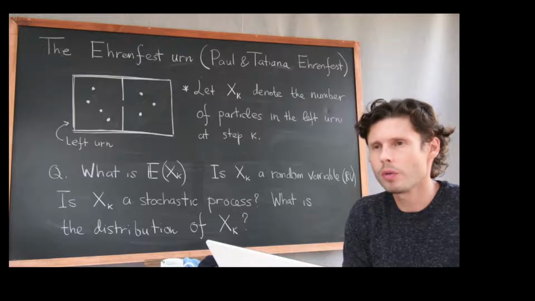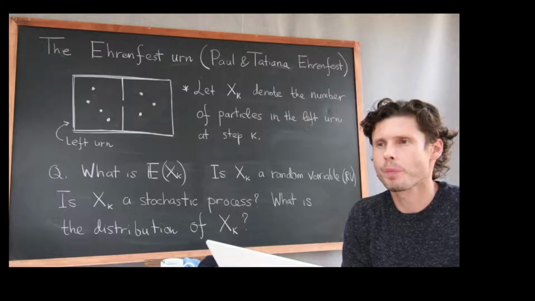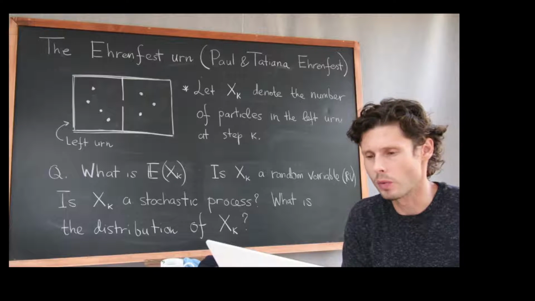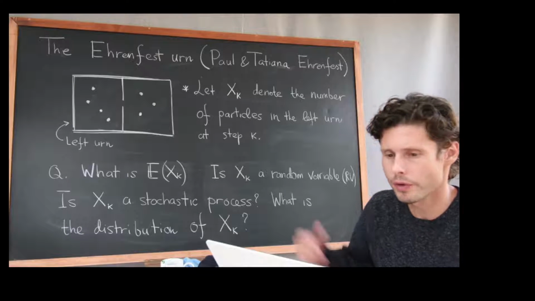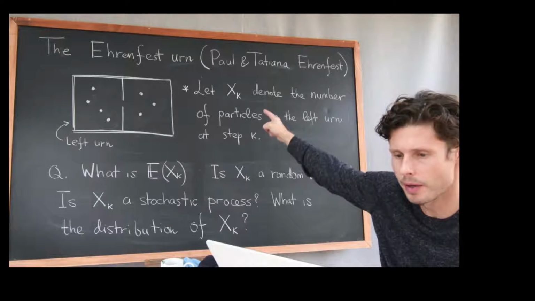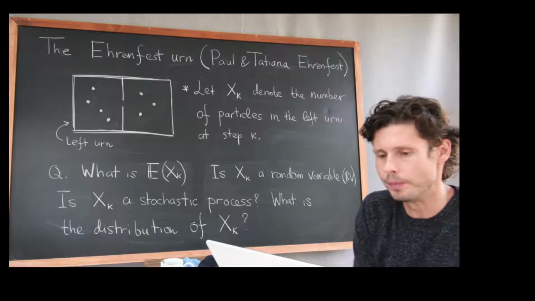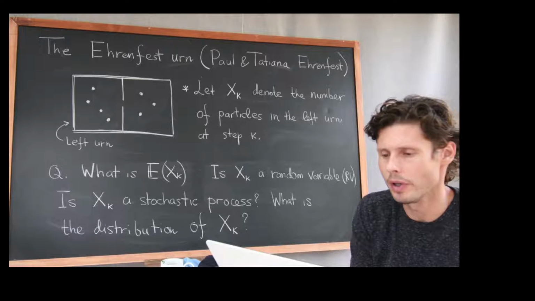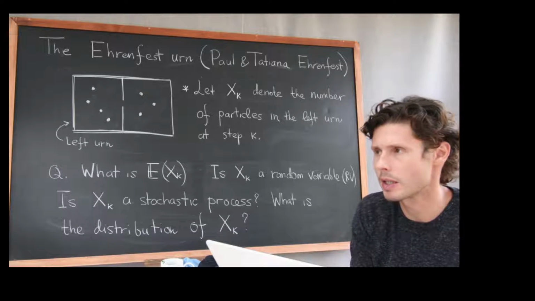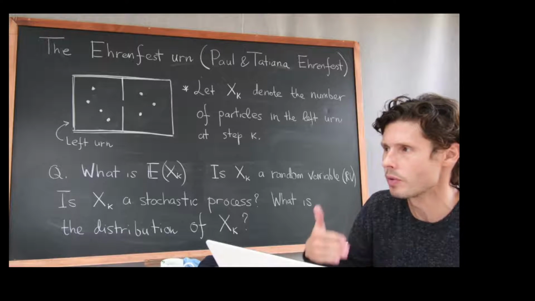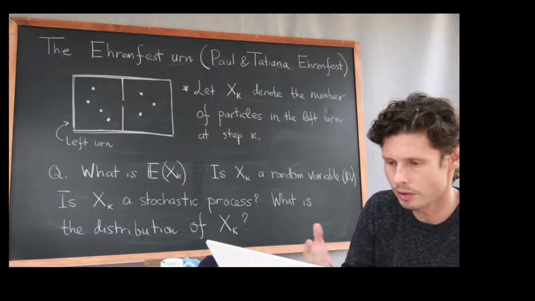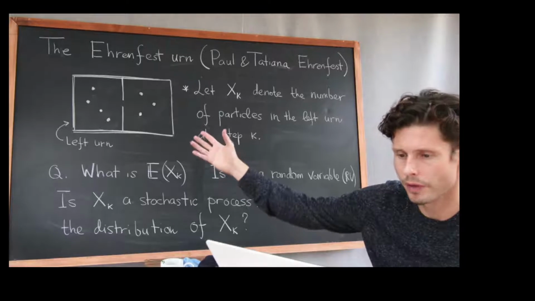So the goal now is to turn this description in words, in plain English, into mathematics. And to get that going for you, let's just define xk to denote the number of particles in the left urn at step k. Right, this is like a time step k. So k equals 0 with some initial configuration of these particles.